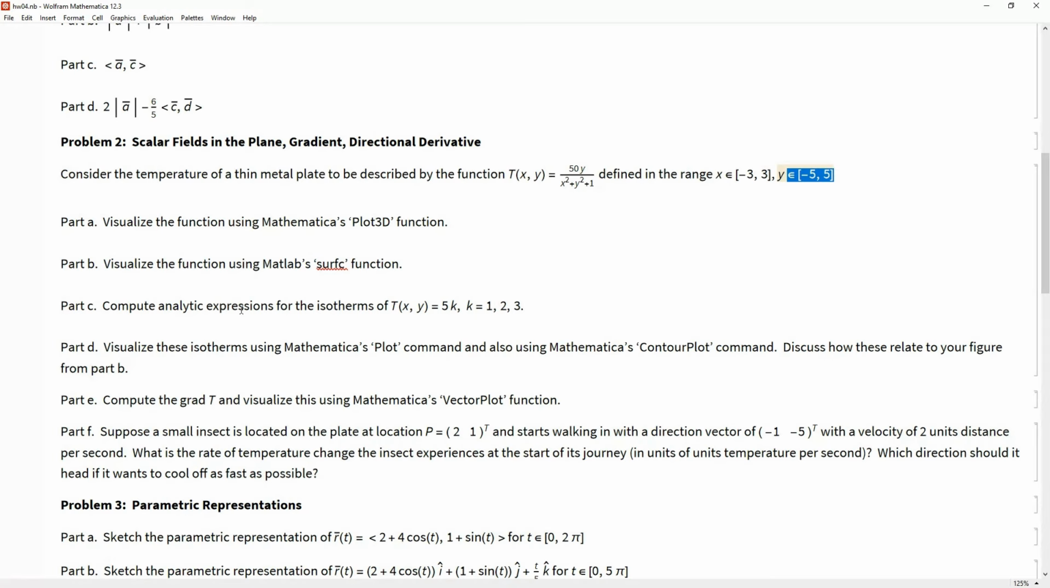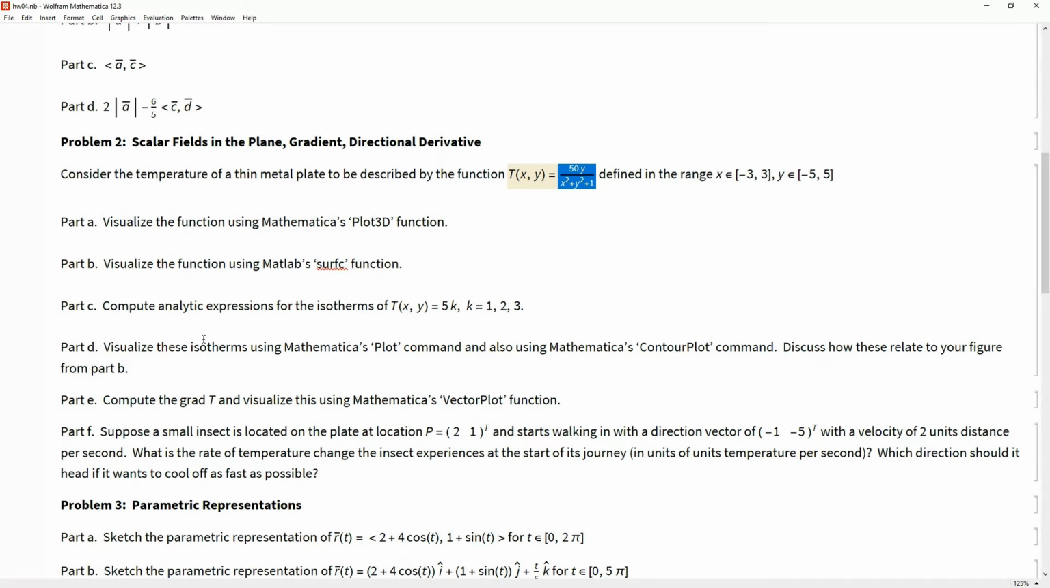Next, for part C, what I'd like you to do is compute isotherms, which is sometimes referred to as lines of constant temperature in this case, because T is the temperature function. What I want you to look at is what XY values give you a constant 5, 10, and 15 degree field. That's what's referred to as an isotherm. So what you should have here in part C is an analytical expression for the x and y coordinates which satisfy this equation equals 5, 10, or 15.